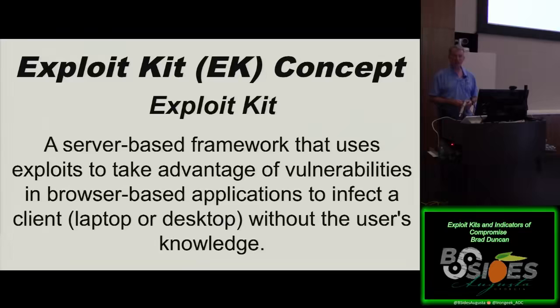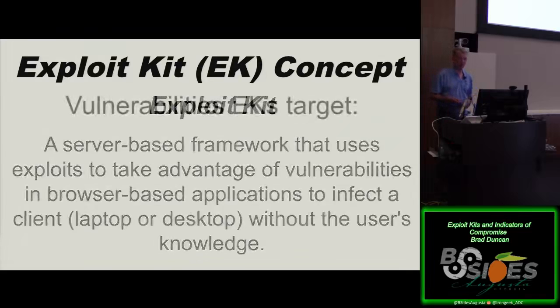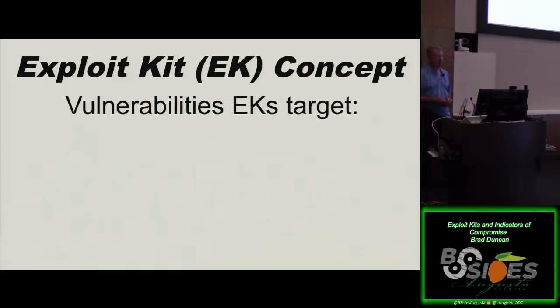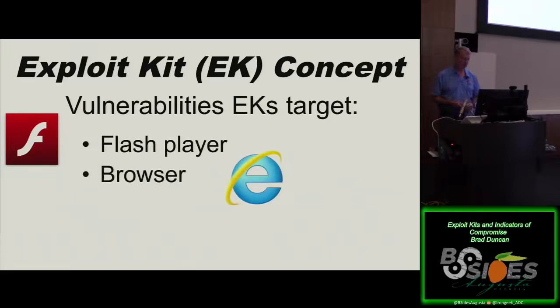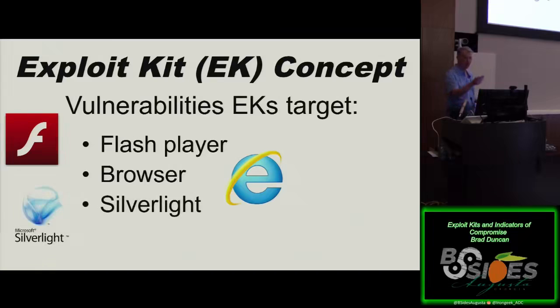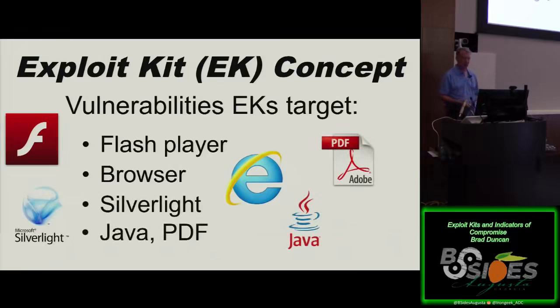So you might ask yourself, what are vulnerabilities that exploit kits target? Anybody have any guesses? Flash? That is the big one right now. Flash is really, really big. Another one is browsers. Internet Explorer is probably the biggest one. That's correct, Java. Silverlight is probably the third most popular one. Common, I should say. Java and PDF exploits.